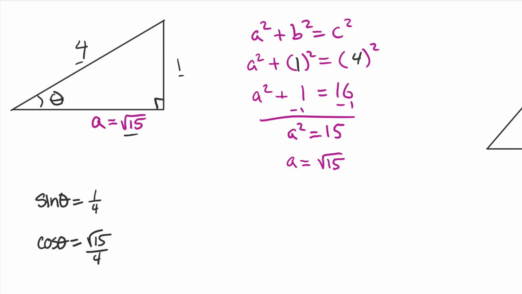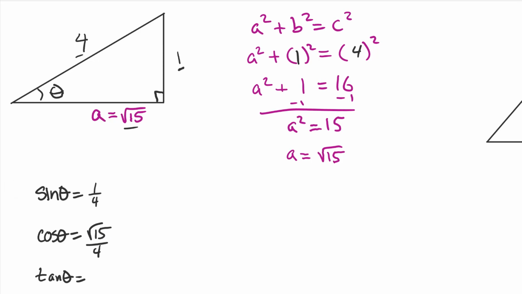All right, and now let's go get tangent. So tangent of theta, well, that's going to be equal to our opposite over the adjacent. So 1 over root 15. I swear I said that before somewhere. Oh, never mind. And now let's go get the reciprocal functions.